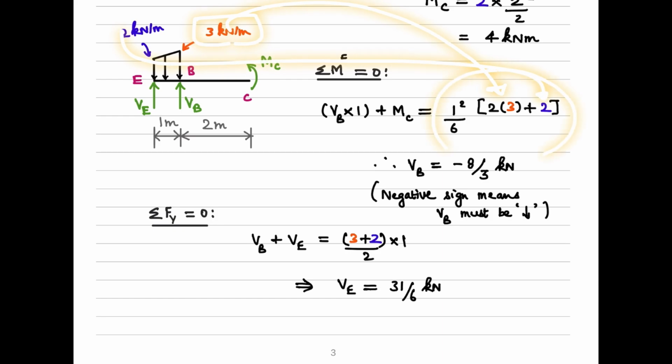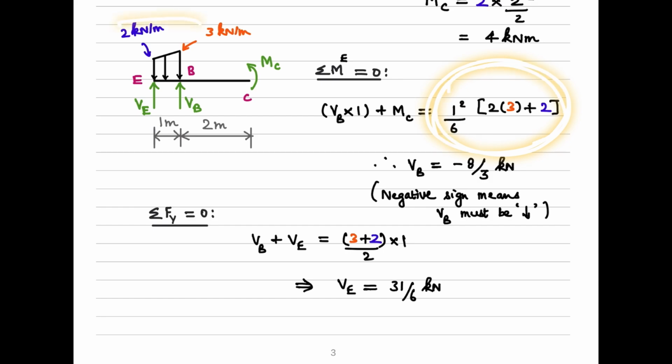So if you use this formula, you can find that expression and actually implement it here. So this gives you the moment generated due to the presence of this trapezoid load. Once you simplify, you will get the value of VB as minus 8 by 3 kilonewton.